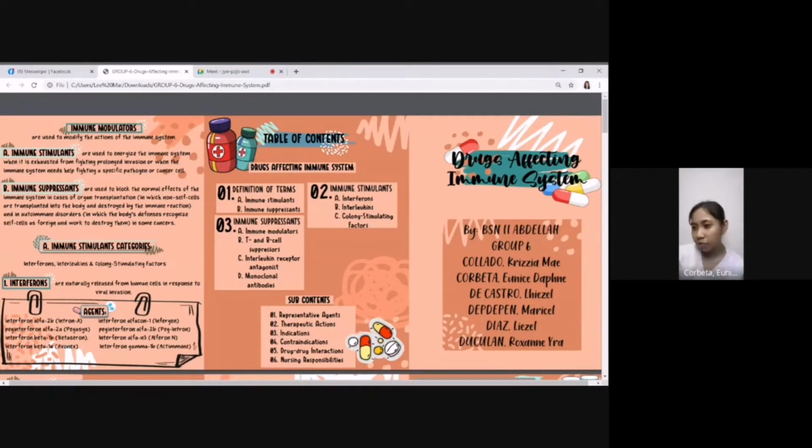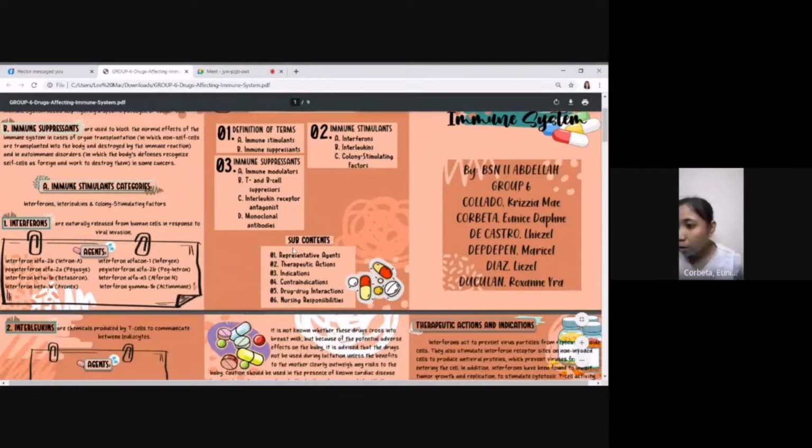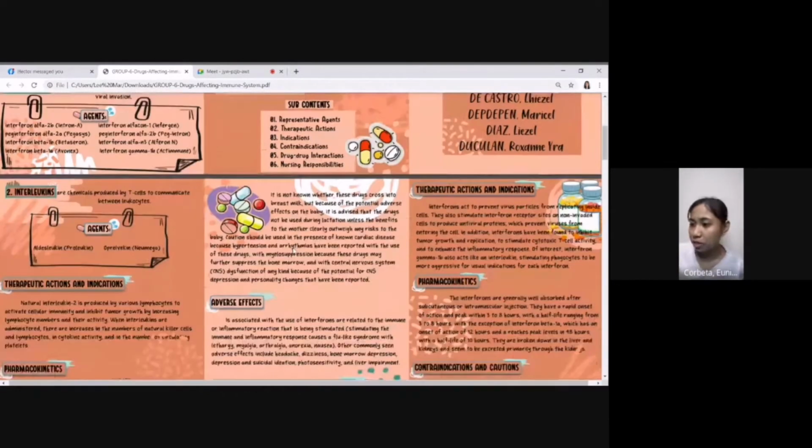Interferons act to prevent virus particles from replicating inside cells. They also stimulate interferon receptor sites on non-invaded cells to produce antiviral activity, which prevents viruses from entering the cell. In addition, interferons have been found to inhibit cancer cell growth, to stimulate cytotoxic activity, and to enhance the inflammatory response. Of interest, interferon gamma acts like an interleukin, stimulating phagocytes to be more aggressive. There are useful indications for each interferon.